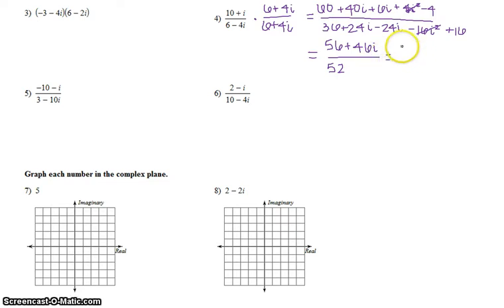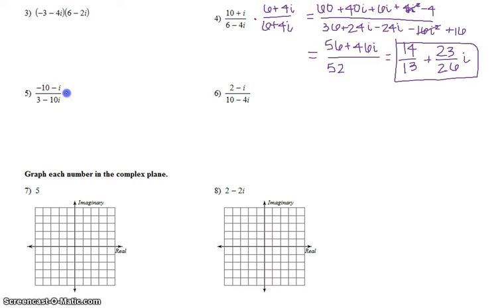That does reduce. 56 over 52 is going to be 14 over 13. And then 46 over 52 is going to be 23 over 26i. And that's going to be my final answer.